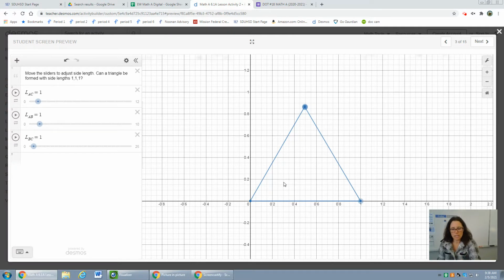You're going to write, well, it's already written on your paper, yes, and you know this is equilateral because all three sides are the same length. Okay, now the next one.